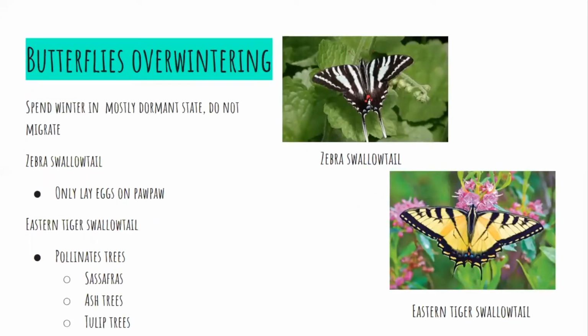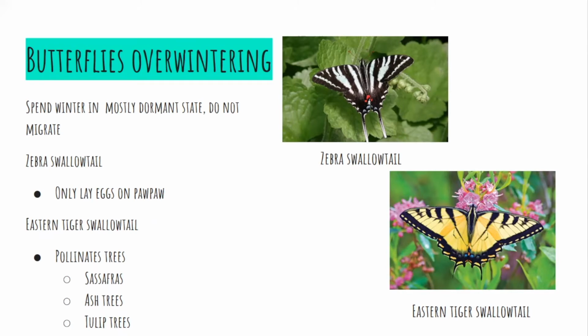So not all butterflies are migratory. Some of them are overwintering, which means they kind of hunker down in a mostly dormant state over winter, and then they emerge in the spring. One example is the zebra swallowtail pictured in the top right, and they will only lay their eggs on the pawpaw, which is a fruit-bearing tree.